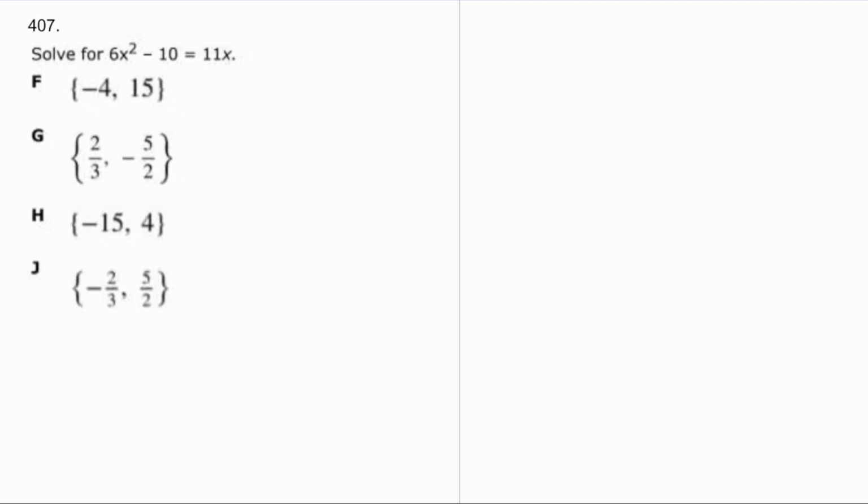All right, solve the equation 6x squared minus 10 equals 11x. Well, if we're going to do this, we need to always start by setting the quadratic equation equal to 0. Because if we're going to use the quadratic formula, that assumes the equation is initially set to 0. Or if we're going to factor and use the zero product property, we need the equation set to 0. So the first order of business is subtracting 11x from both sides.